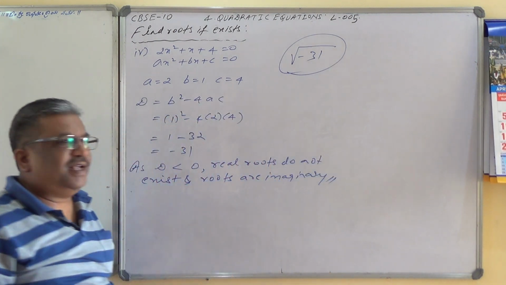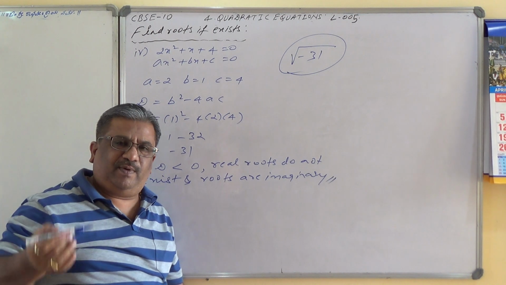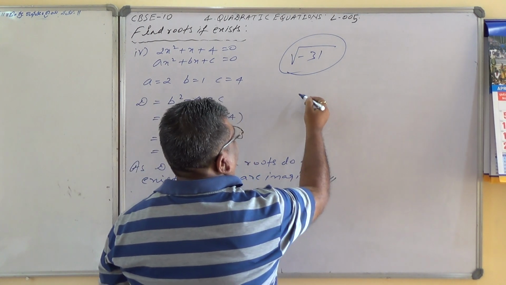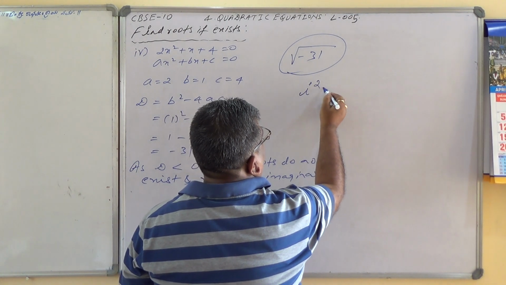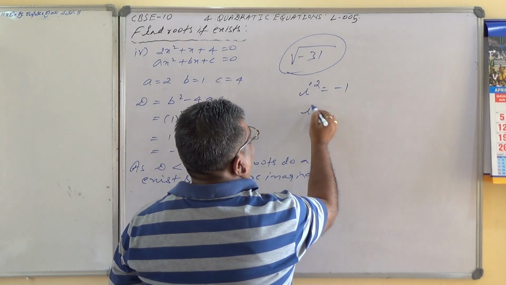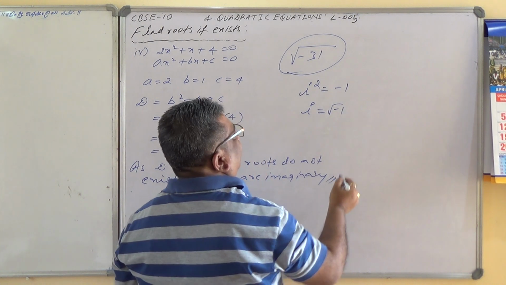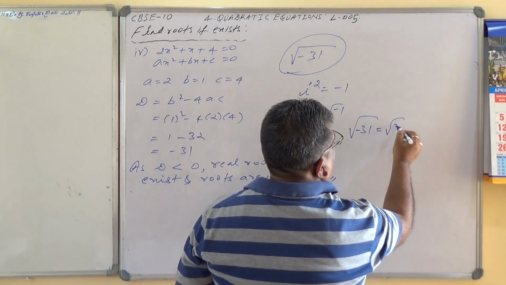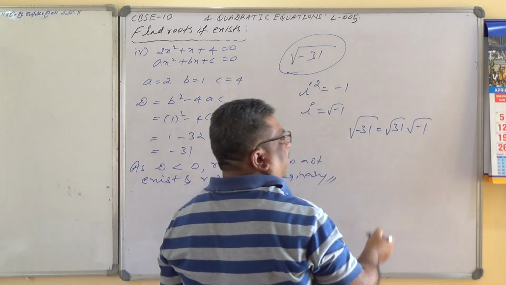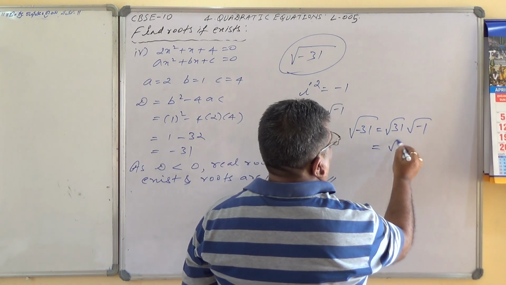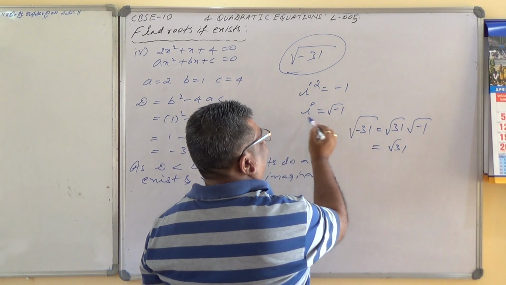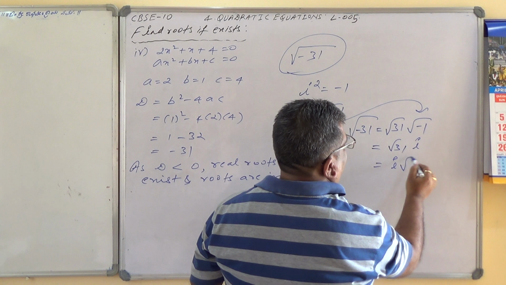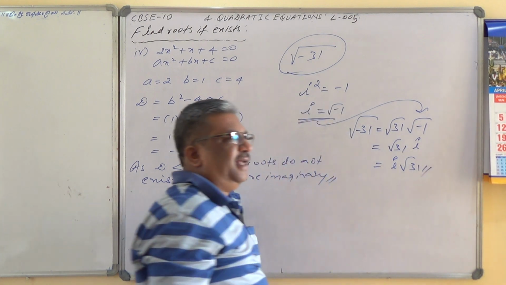The roots are imaginary. Imaginary roots can also be found by using the iota method. So what is that iota? i square equals minus 1, i equals under root of minus 1. So under root of minus 31 can be written as under root of 31 into under root of minus 1, which equals root of 31, and under root of minus 1 is basically i. So this is called iota root of 31. This is how we express it.